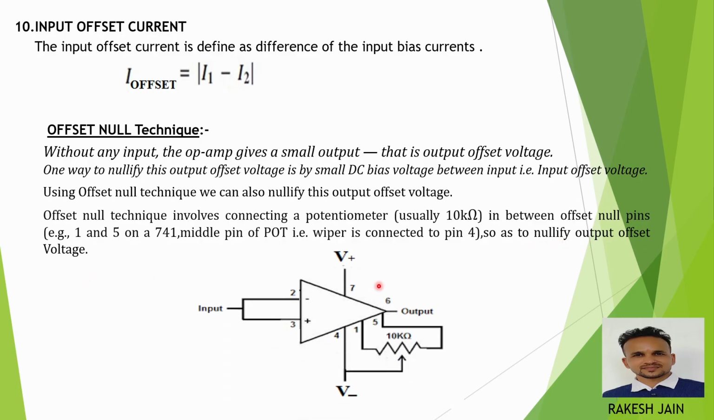See, this one is the symbol of operational amplifier. So if we connect a 10 kilo ohm potentiometer in between the offset null pins, that is fifth pin and first pin, and the wiper of that potentiometer is connected with the negative supply pin, fourth pin, then automatically the output offset voltage becomes nullified.